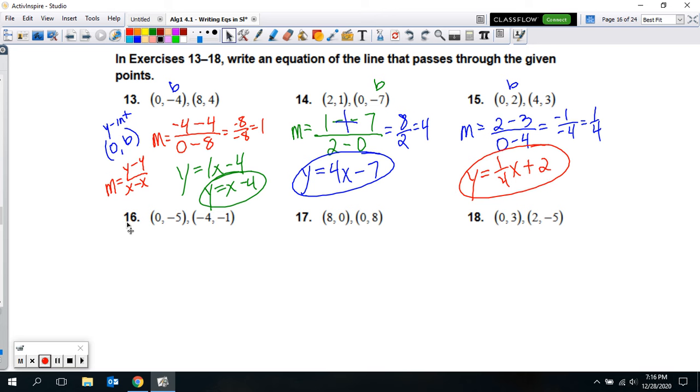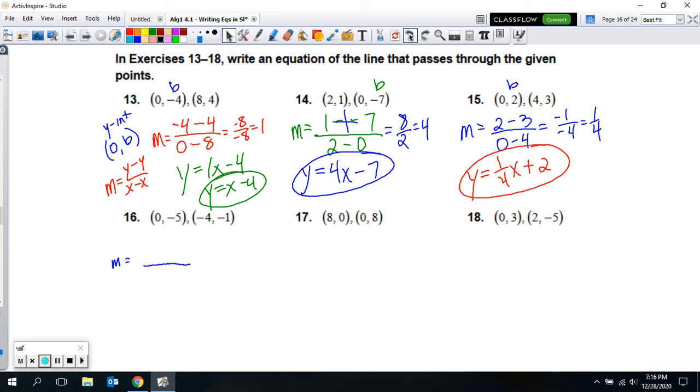All right, number 16. Go ahead and try number 16 on your own. Let's see if you can do this one, and then go ahead and play it after that to check your answer. All right, hopefully you have an answer for this, and let's check to see if you're correct.